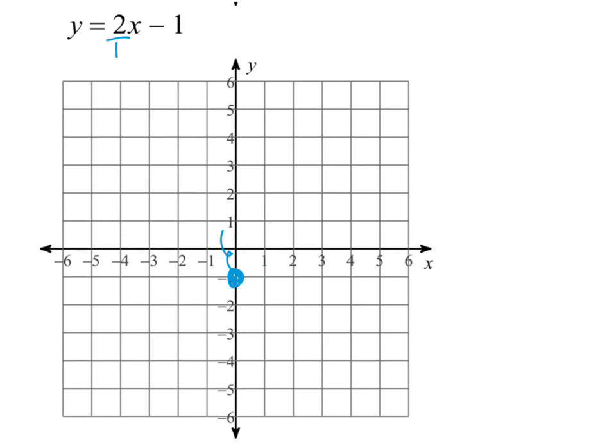So I'm going to go up 2, and I'm going to go right 1 and get a point. I can go up 2, right 1 again, and I can go up 2 and right 1 again. I can also go down 2, left 1, and down 2, left 1 to get points like that. They should all line up on the same line, kind of make a little staircase thing.